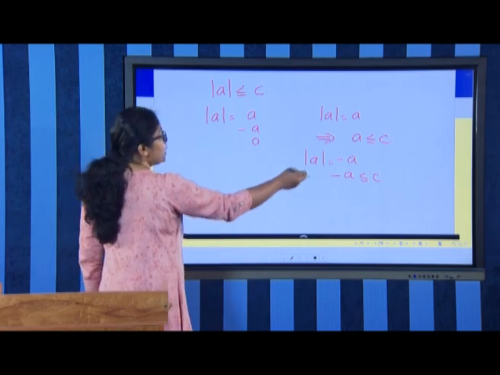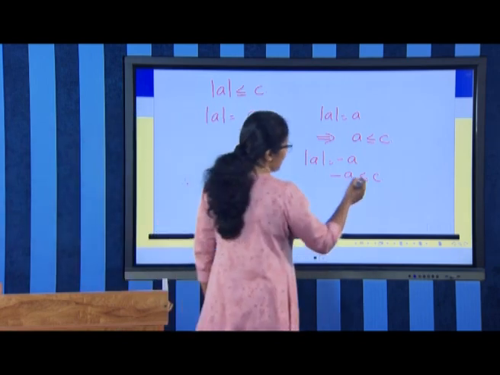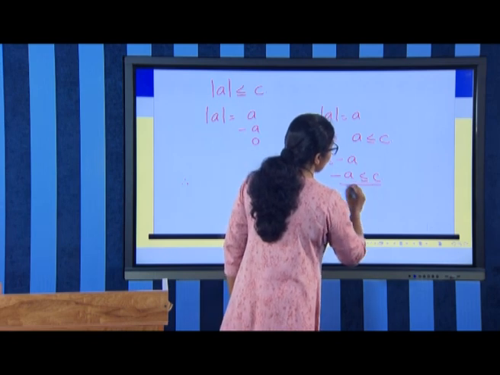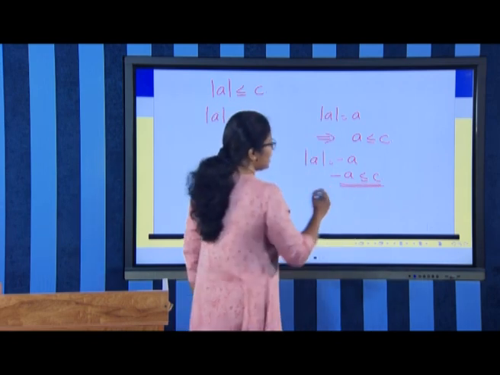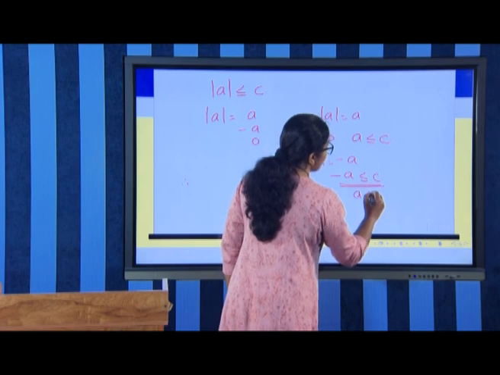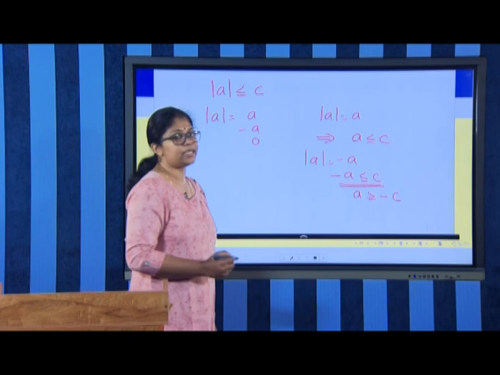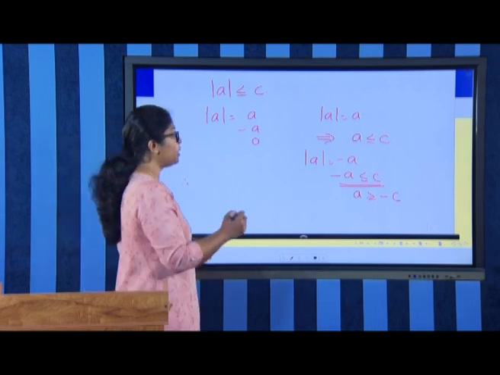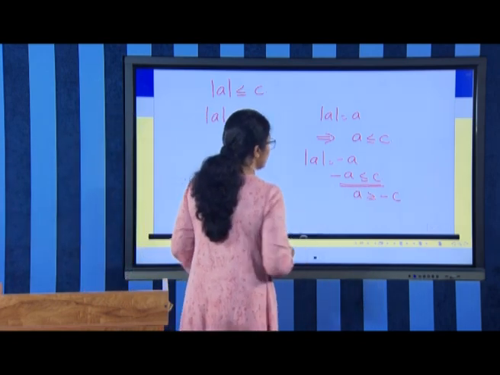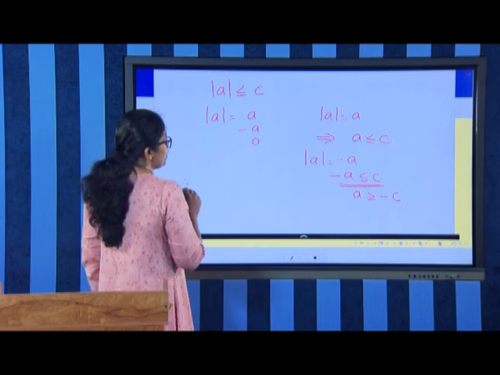Therefore, combining these two, negative A less than or equal to c means A is greater than or equal to negative c, because we are multiplying throughout with a negative number, so the inequality gets reversed. So, A is greater than or equal to negative c.